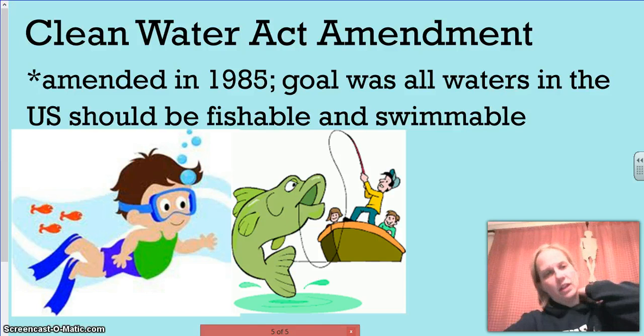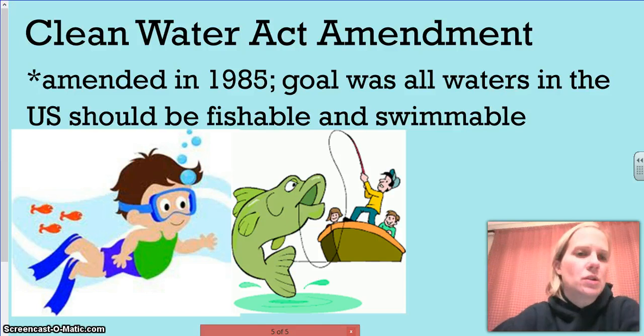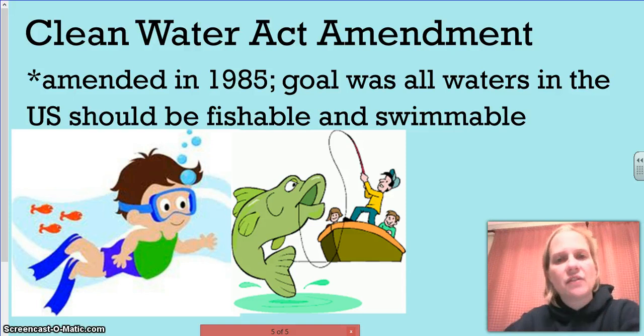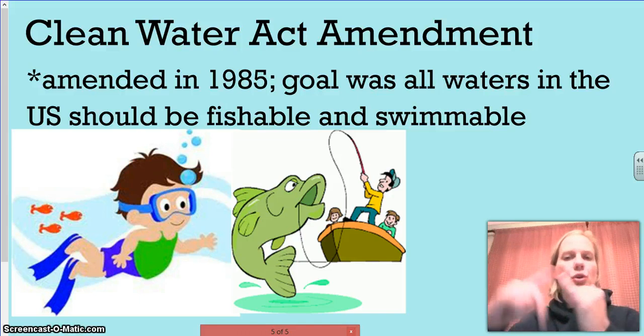And finally, we have the Clean Water Act amendment. This was an amendment of the Clean Water Act. It was amended in 1985, and the goal of this was that all waters in the U.S. should be fishable and swimmable. It started up in 1983, and they wanted it by 1985. There should be no reason why you couldn't swim or fish in any body of water, because it was clean. Okay.